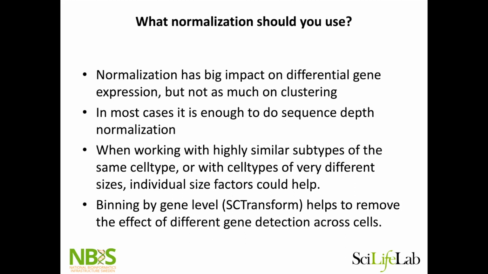So as I said, normalization has a big impact on differential gene expression and not as much on clustering. In most cases, it's quite fine to just do the sequence depth normalization. I think it's mainly when you have very similar subtypes or cell types with extremely different cell sizes that it might be good to have these individual size factors. And doing these kinds of SCTransform normalizations also helps to remove the gene detection effect.